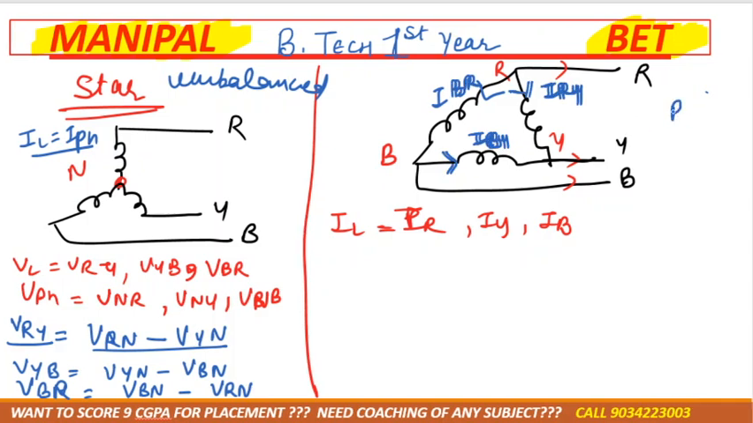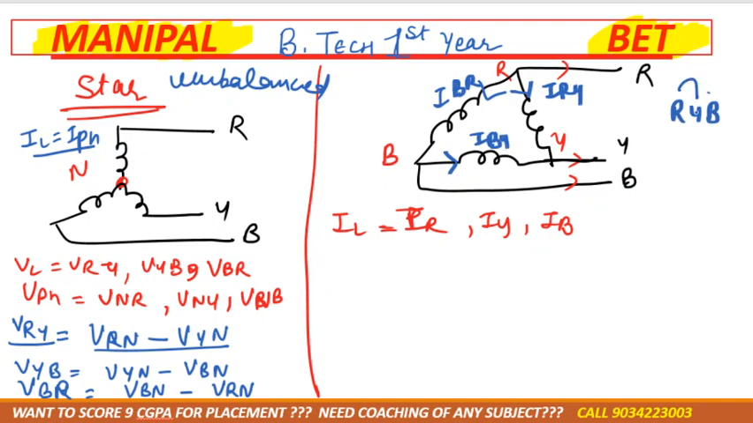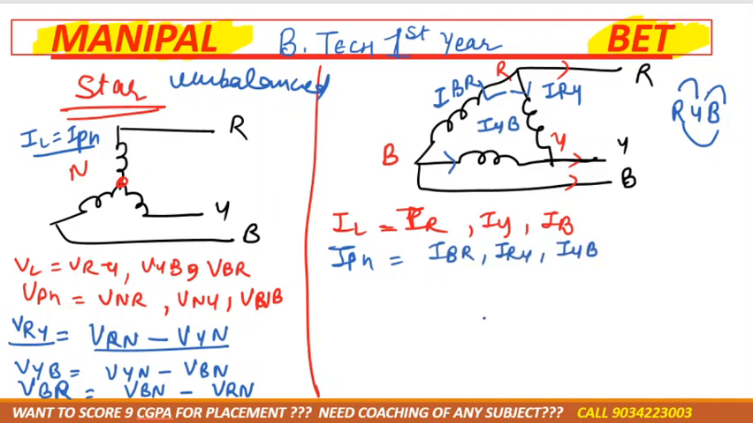Basically, we'll move according to this sequence: RYB, RY, YB and then BR. I'm changing this because in unbalanced it matters. As this is a standard sequence, R to Y, so I marked IRY, Y to B, so I marked IYB, and then B to R, so I marked IBR. This is a positive sequence. So what are the phase currents? IBR, IRY, IYB.